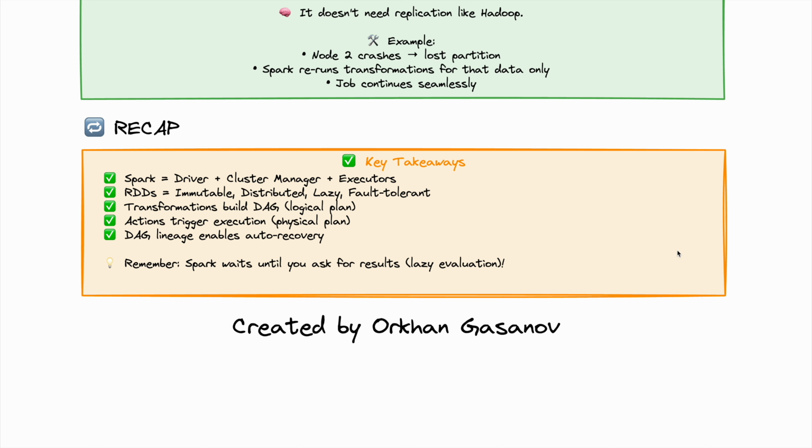It's lazy. Unless we call an action, the pipeline will not start, and it's fault tolerant. If any of the steps fail, then using the DAG lineage, we recompute those steps. The transformations build a DAG, which is a logical plan, and the action triggers the execution, which is our physical plan. The DAG lineage enables auto recovery. Again, as a last note, Spark waits until you ask it for the result. That's why we call it lazy evaluation.